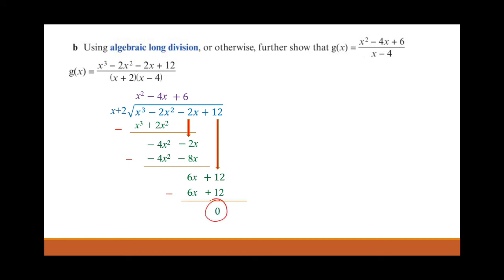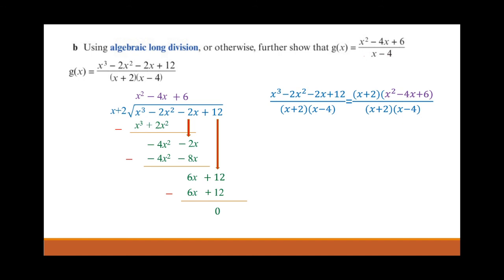Now when you get the remainder 0, you know that x plus 2 is a factor of x cubed minus 2x squared minus 2x plus 12. Alright, and the quotient you get there, that's also a factor of x cubed minus 2x squared minus 2x plus 12. Right? So we can write this like that, right? x cubed minus 2x squared minus 2x plus 12 over (x plus 2)(x minus 4) can be written as (x plus 2) into (x squared minus 4x plus 6) divided by (x plus 2)(x minus 4).